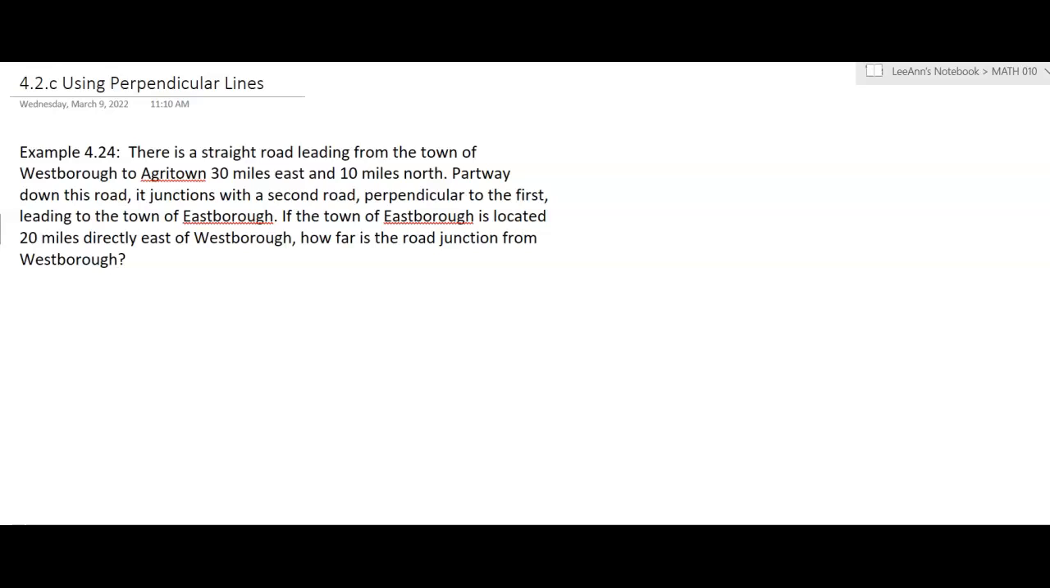Okay, so we have another example here where they're talking about a situation, and we're going to draw it out. It says there's a straight road leading from the town of Westboro to Agratown, 30 miles east and 10 miles north. Now that sentence to me was a little confusing, but here you have Westboro, so I'll put a W for Westboro, and Agratown is 30 miles east and 10 miles north. So that's Agratown, okay? So 30 miles, 10 miles.